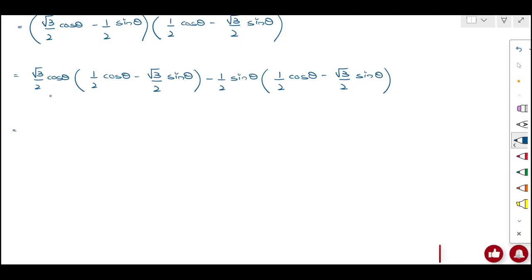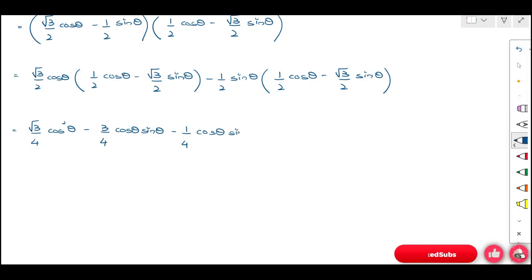All right, so here we have to distribute it. Square root of 3 by 4. This is square root of 3 divided by 4. Cos with cos is cos square theta. And minus square root of 3 into square root of 3 is just 3. 2 times 2 is 4. Cos into sine, cos theta sine theta. Okay, this is minus 1 times 1 is 1. 2 times 2 is 4. Cos and sine. Negative times negative is positive. 1 times root 3 is root 3. 2 times 2 is 4. Sine into sine, sine square theta.